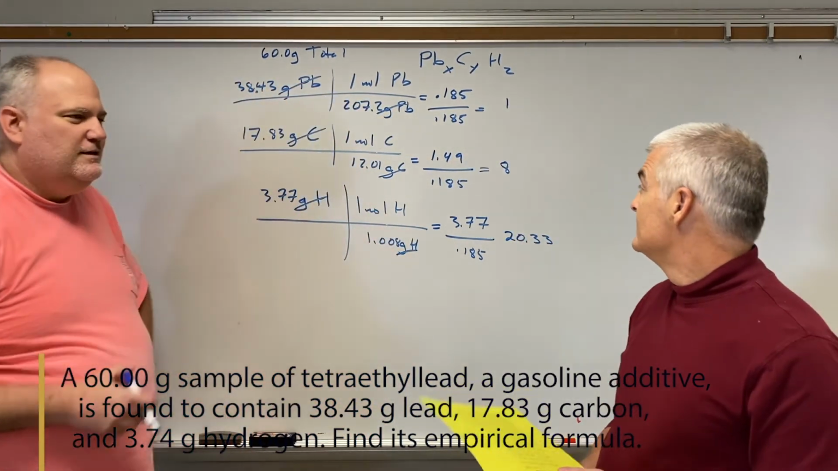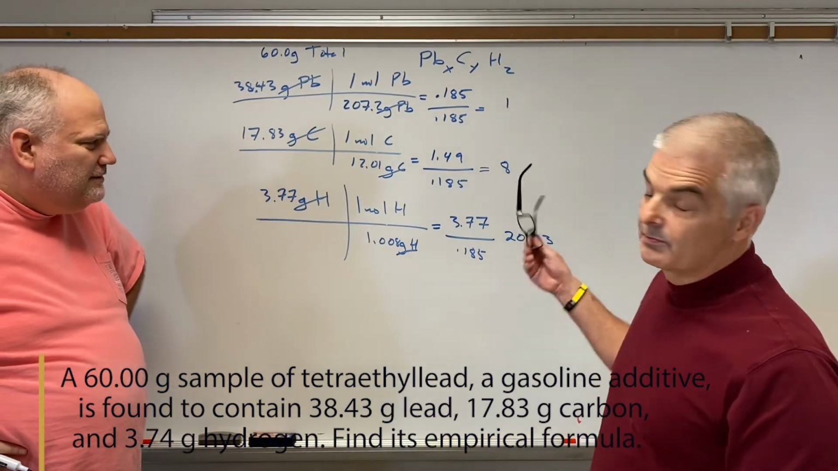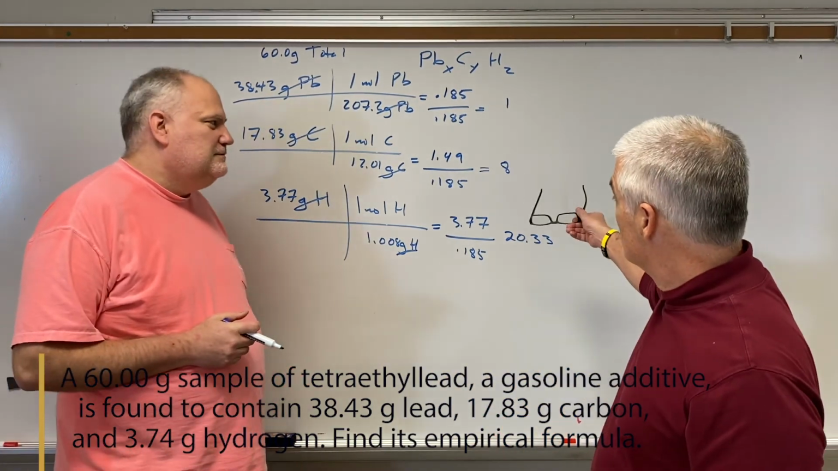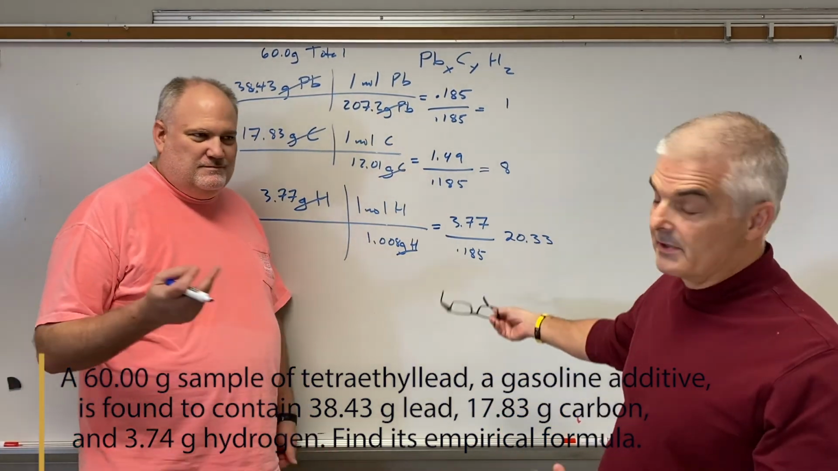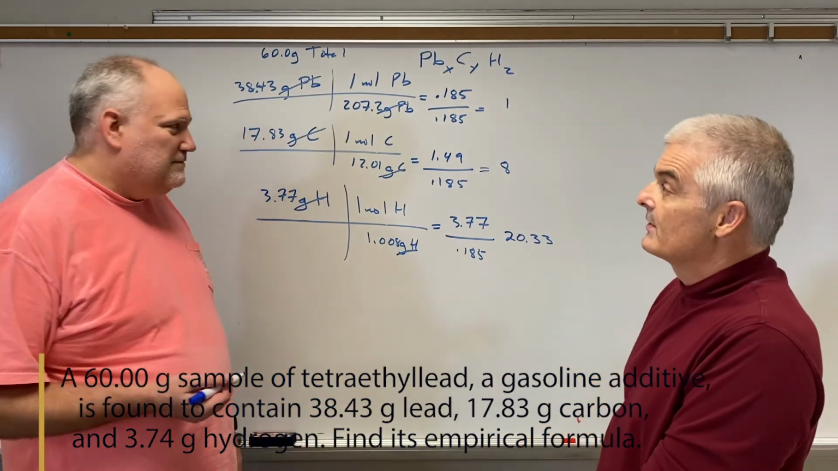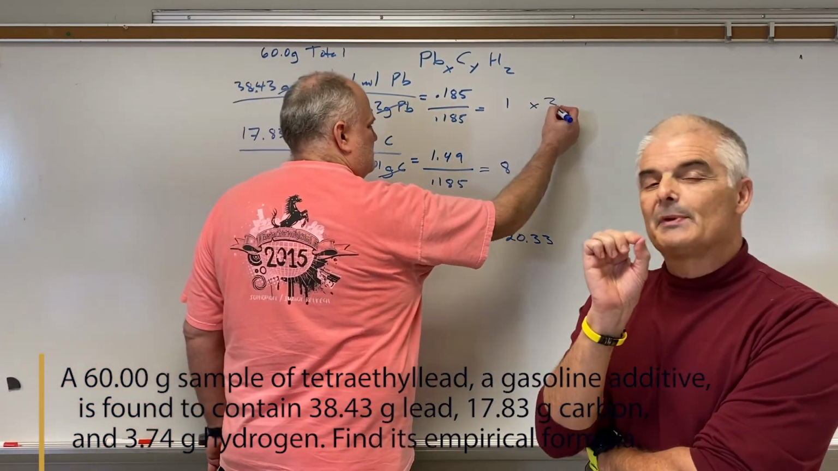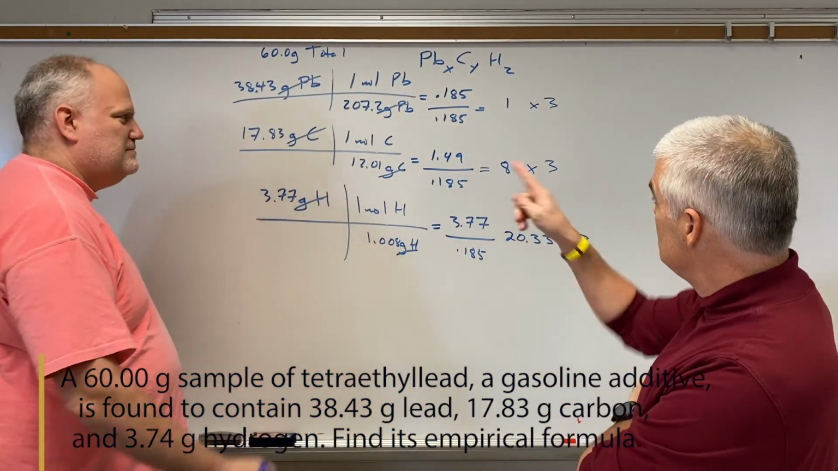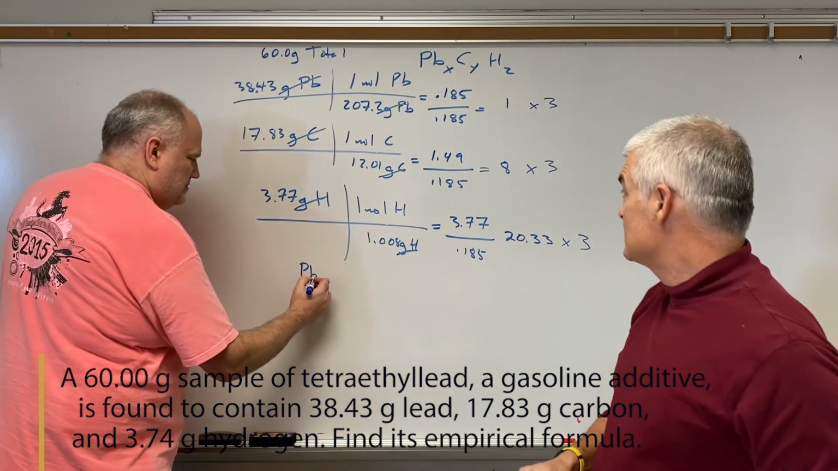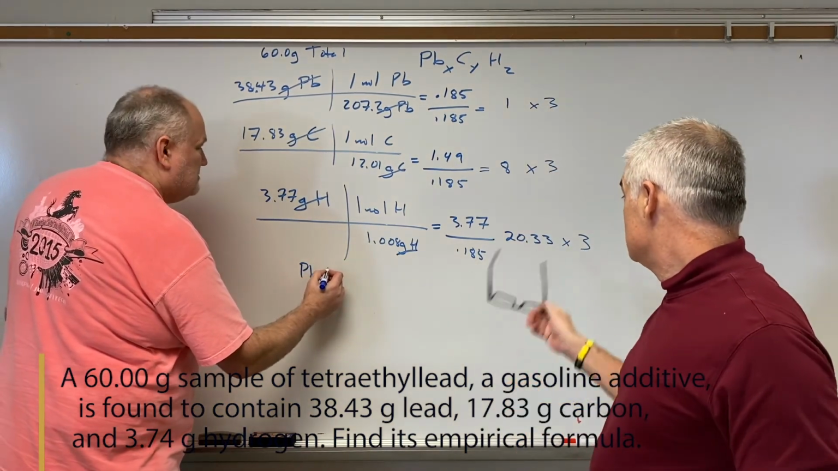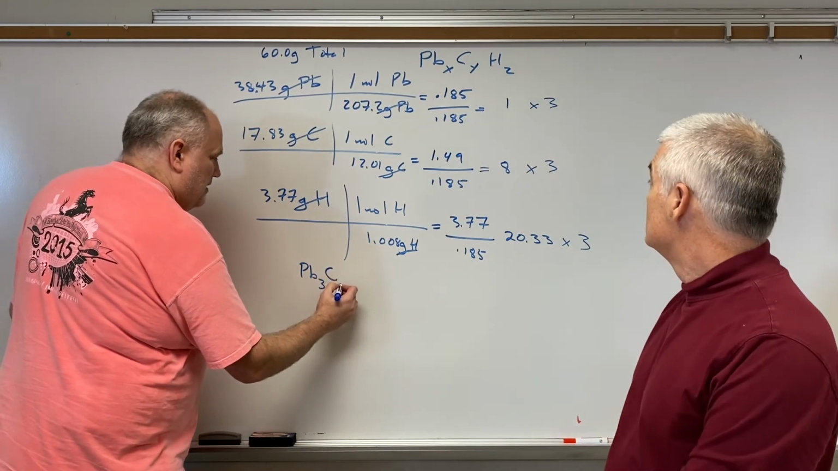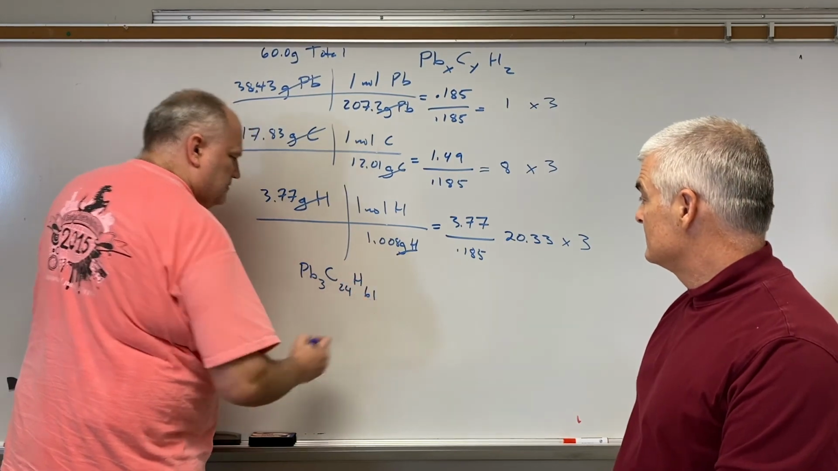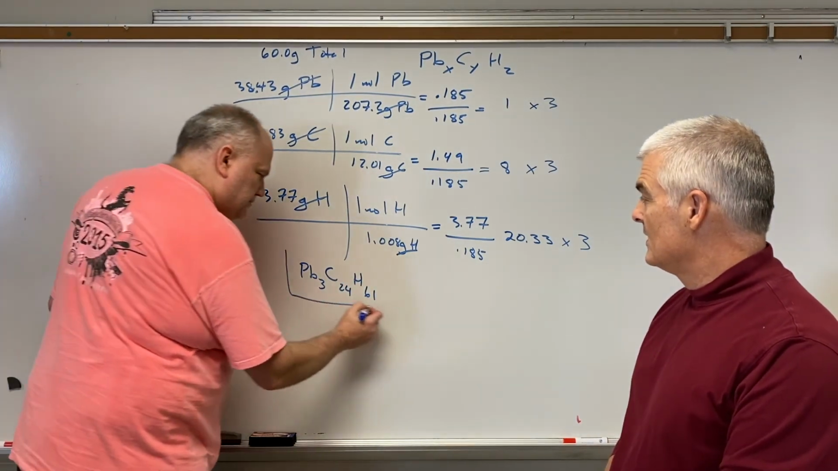So what do you do there is percent to mass, divide by small, times till whole. So we have a 0.33. Remember just a minute ago I said if it's a 0.33, that's like a third, so you multiply everything by 3. Now careful folks, you multiply everything by 3, not just the 20.33, but all of them. So that's going to be PB3, C, 8 times 3, 24, and that's going to be 61. There you go. PB3, C24, H61.